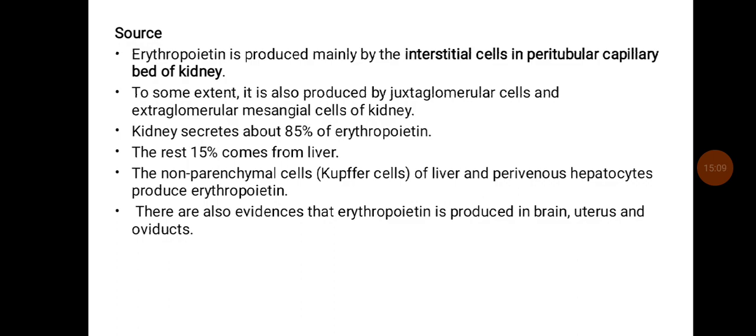Normally, erythropoietin is produced mainly by the interstitial cells in the peritubular capillary bed of the kidney. To some extent, it is also produced by juxtaglomerular cells and the extraglomerular mesangial cells of the kidney. The kidney secretes about 85% of the erythropoietin and the rest comes from the liver. Non-parenchymal cells in the liver and perivenous hepatocytes also produce erythropoietin. There is also evidence that erythropoietin is produced in the brain, uterus, and oviducts.